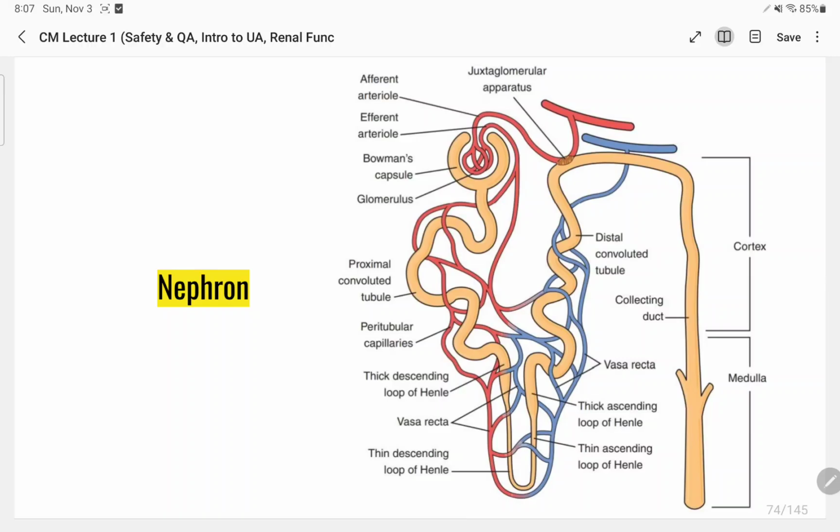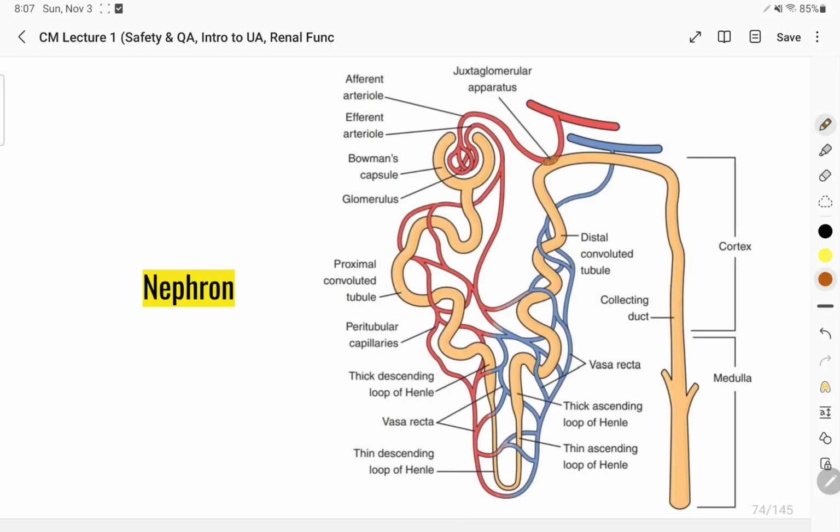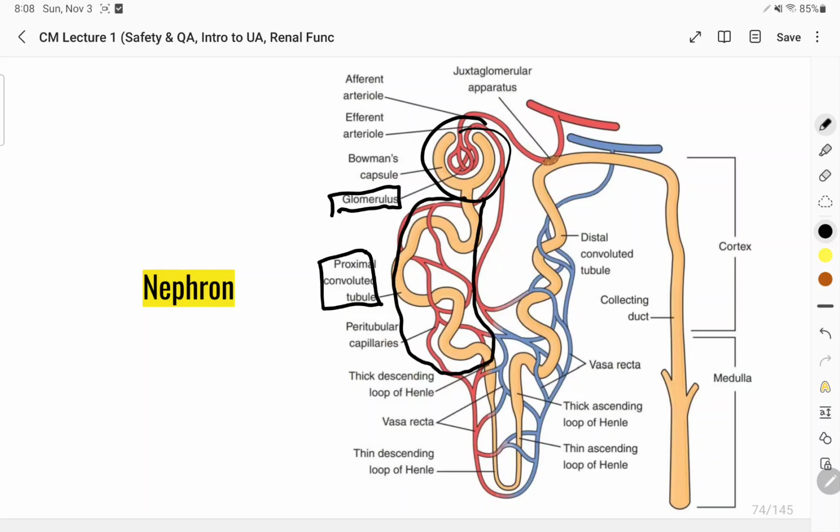So this is a type of nephron. Remember, earlier I told you there are 5 basic parts of the nephron. So you have your glomerulus, where everything gets filtered. And also you have your proximal convoluted tubule, the proximal. And then you also have your thick descending limb. The descending loop of Henle has a thick and a thin part. Very good. Descending.